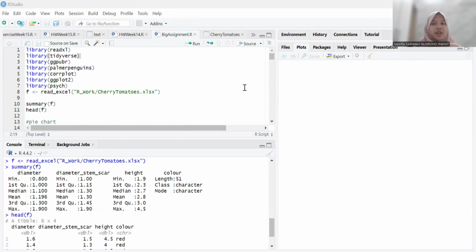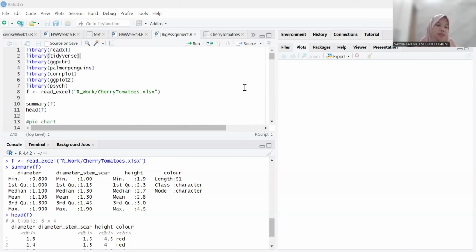In this presentation, I will be presenting about the dataset that I created, which is a dataset about the dimension of cherry tomatoes. This dataset consists of 4 variables, 3 numerical variables, which are diameter, the diameter at which the stem scar is located, and the height of the tomatoes. And the other one is a categorical variable, which is the color of the tomatoes.